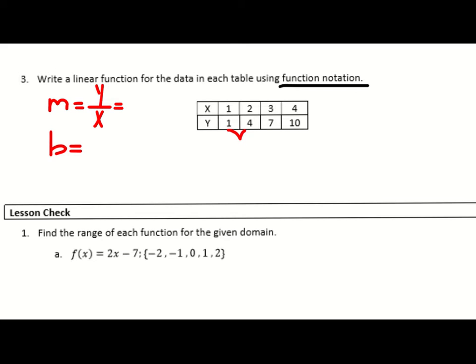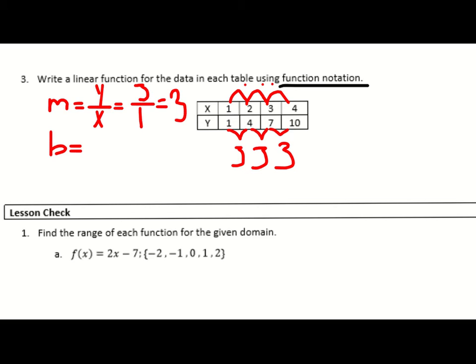So from 1 to 4, that's plus 3. From 4 to 7, that's plus 3. 7 to 10, that's plus 3. Again, I'm just writing 3 because I know that means positive. I'd actually put the minus if it was a negative. So my change in y is 3 over my change in x. 1 to 2 is 1. 2 to 3 is 1. 3 to 4 is 1. So my change in x is 1. If we simplify that, that means the slope of our line is 3.